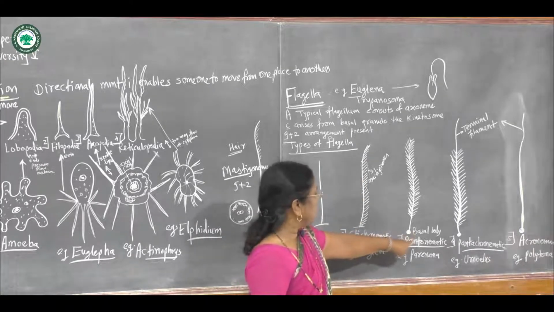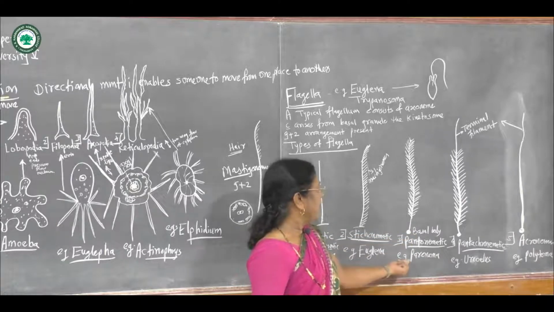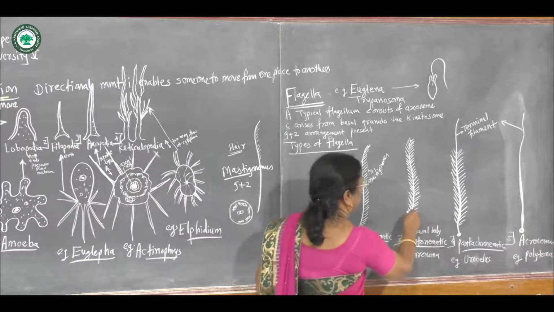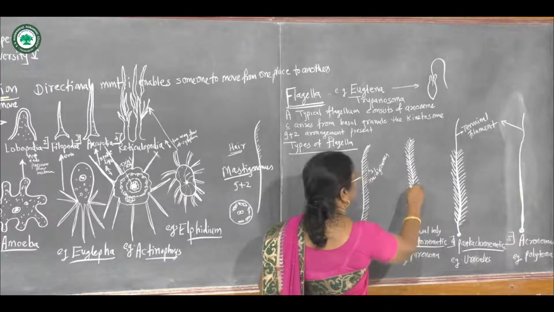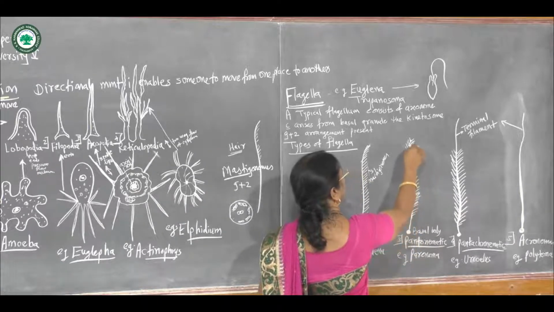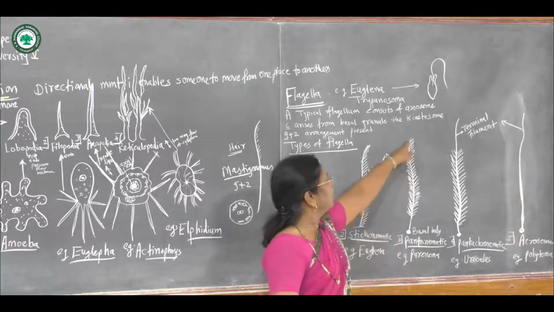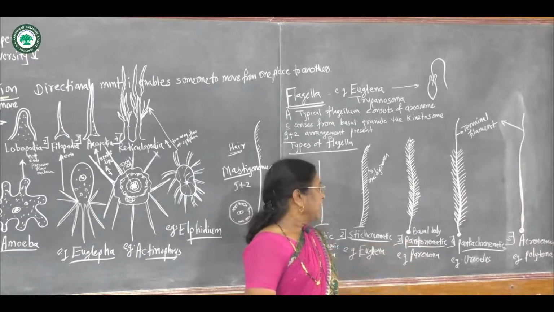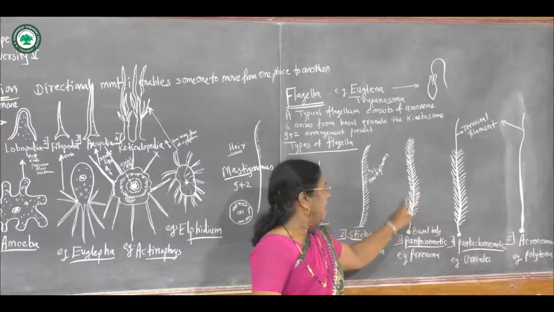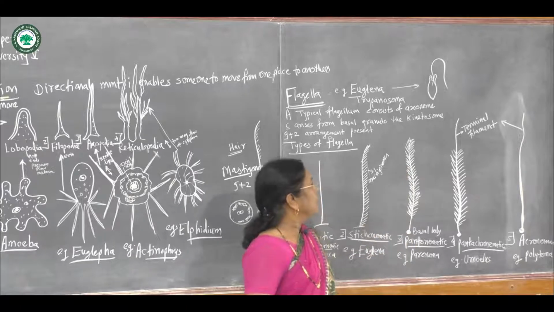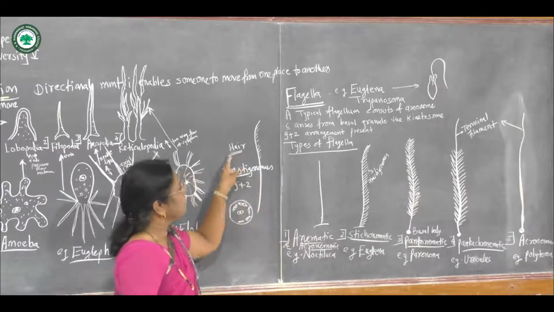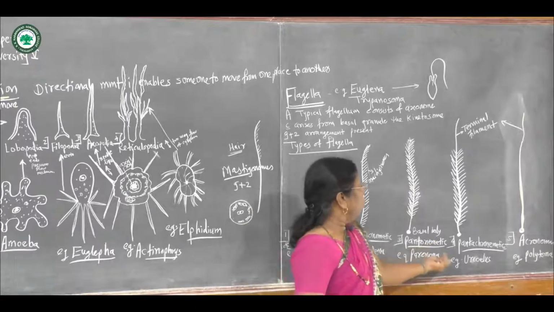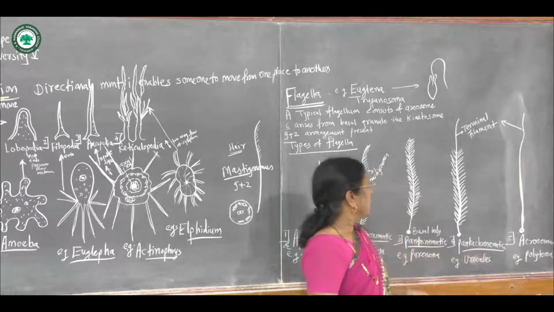This type of flagellum is called stichonematic, one side row, or one row of mastigonemes. Third type is called pantonematic. Example, Paranema. From the basal body, 2 or more rows of mastigonemes or hair-like projections are present from tip to base. These are called pantonematic, that is both right side and left side of the flagellum show mastigonemes or hair-like projections.